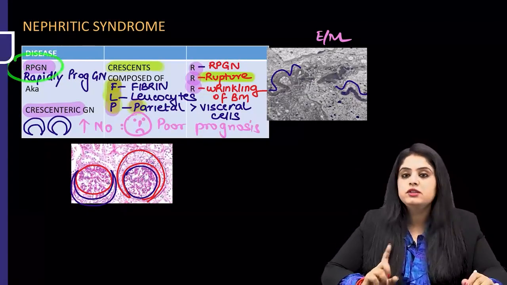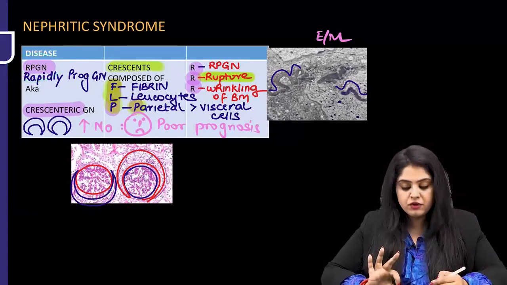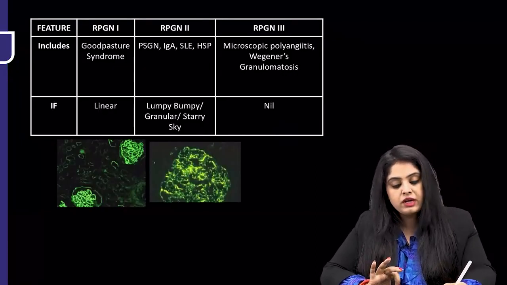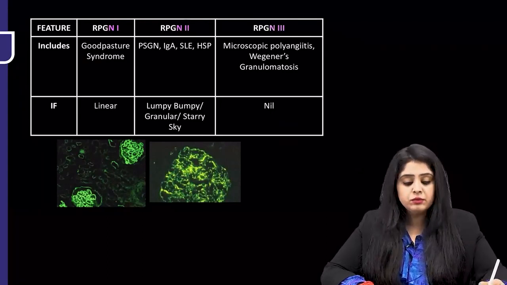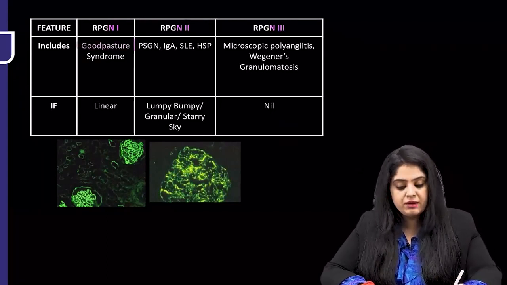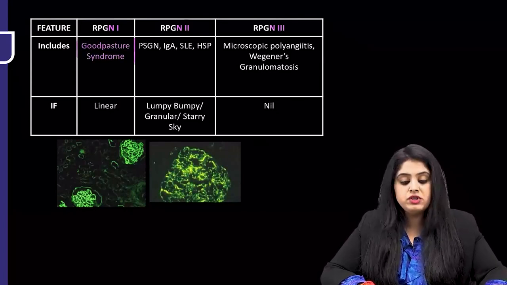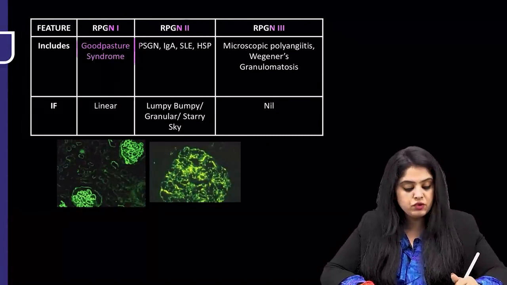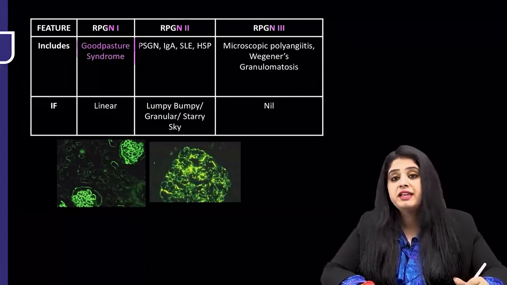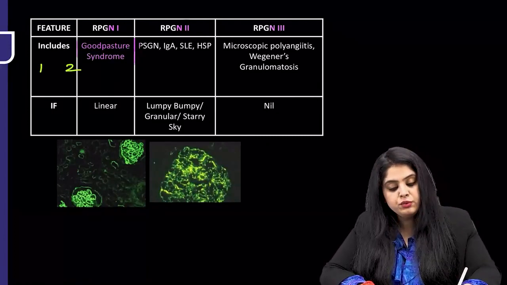Do you know RPGN is not one disease? It has 3 parts. We all remember it. There is something called RPGN1, RPGN2, RPGN3. So please remember, what is RPGN1? RPGN1 is nothing but Goodpasture syndrome. Goodpasture syndrome is very famously known as 1, 2, 3, 4.